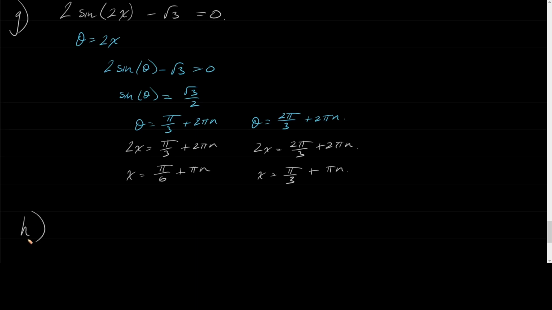H. Let's say that I had 2 tan of x over 2 minus 2 is equal to 0. All right. And again, I'm not going to worry about this being only on the unit circle. I want it in general. So the very first thing I'm going to do here is I'm going to do a theta substitution. Let theta be equal to x over 2. So now I can rewrite this equation as 2 tan theta minus 2 is equal to 0.